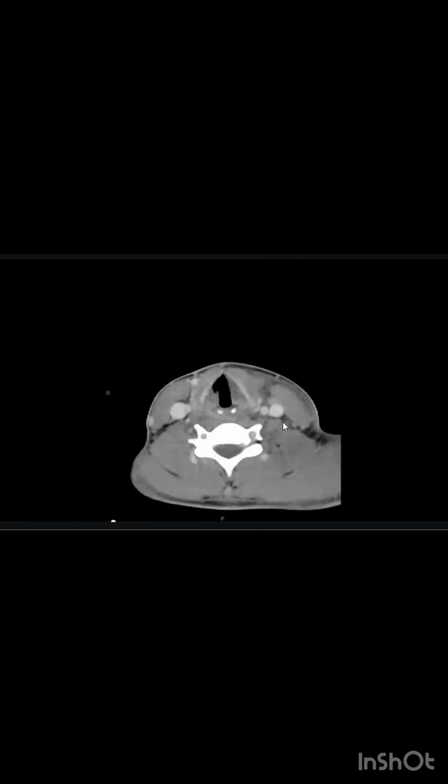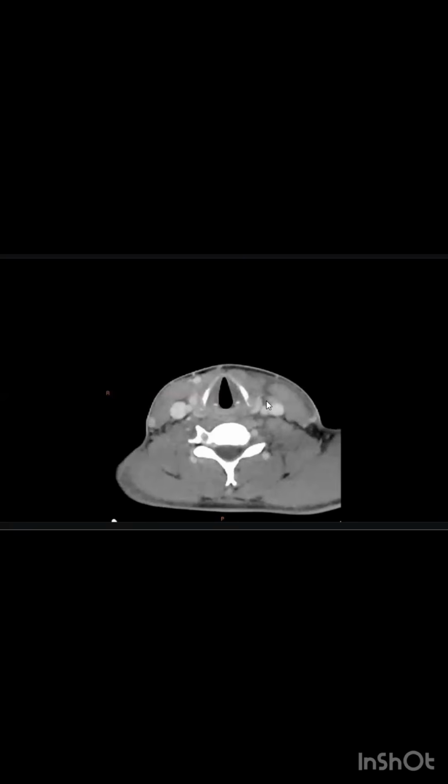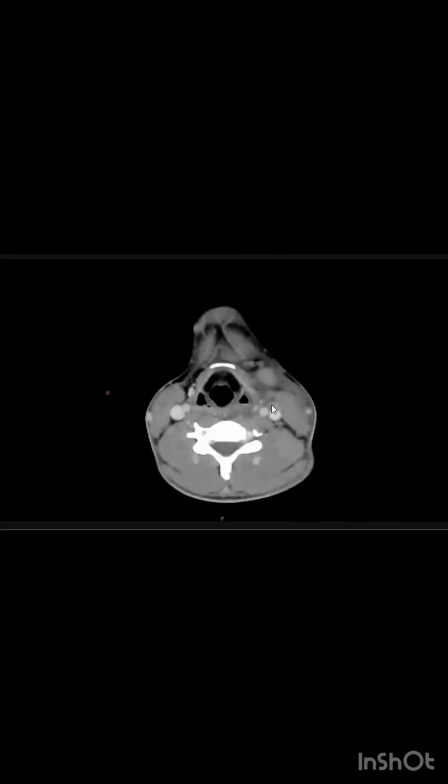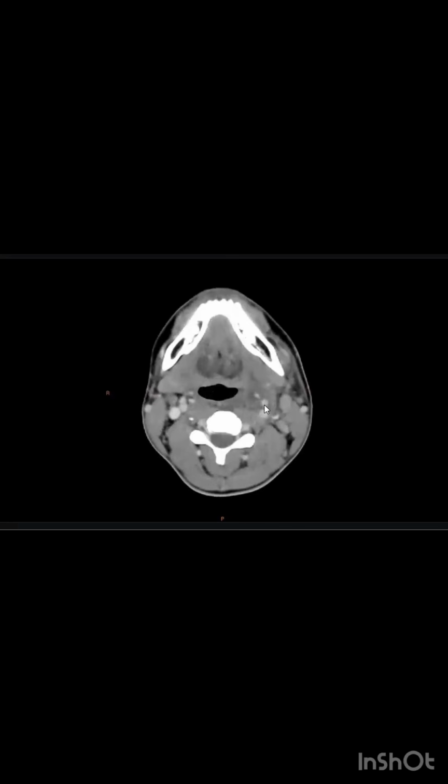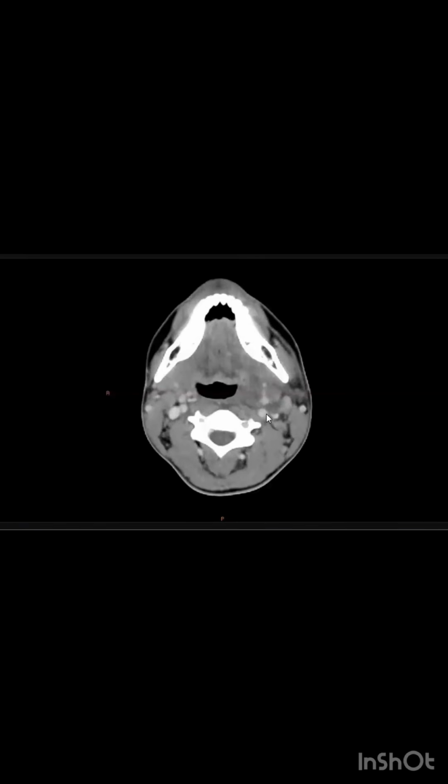I would like to move inferiorly, so I would like to see the extent of this ill-defined opacity. I think I'm scrolling downwards. I want to go upwards. So there are hazy opacities in the superiormost extent of the lesion, noted in the region of the tonsil, the paratonsillar region on the left side.